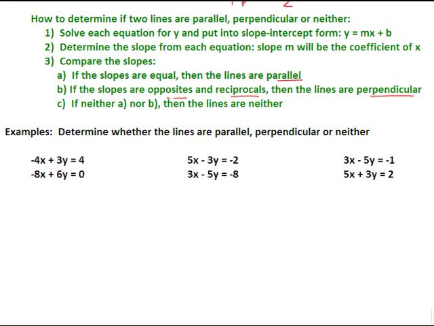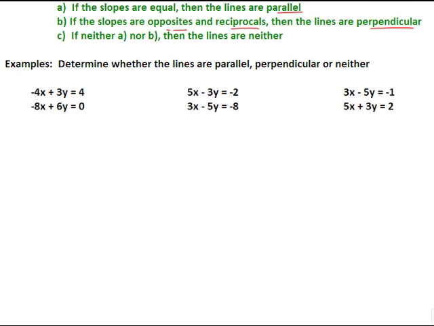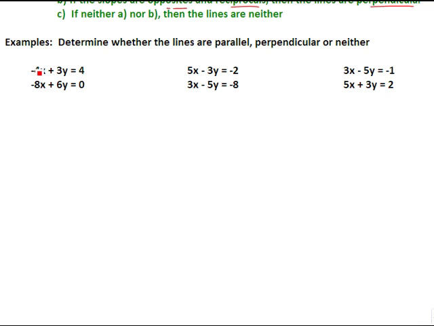So how do you compare slopes? Well, you need to get the slopes from your two equations. And how do we do that? Remember what we just did. We put our equations into slope-intercept form by solving for y, and the slope is going to be the coefficient of x. So for example, on these two equations right here, we want to tell if they're parallel, perpendicular, or neither.